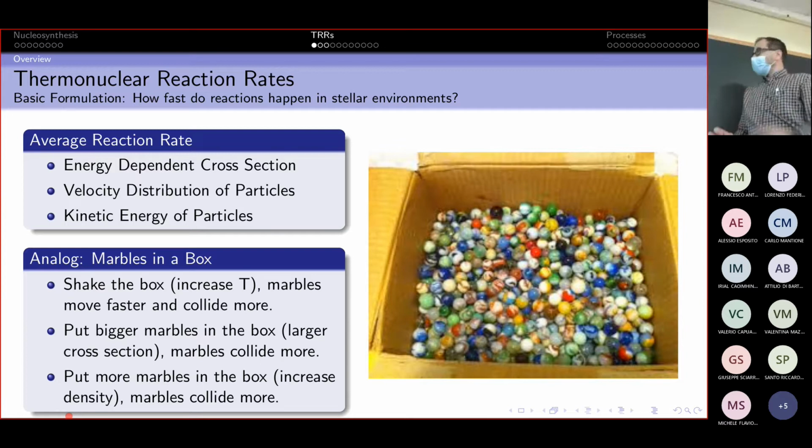Let's talk about how that works. First of all, the velocity of the marbles in the box, or the velocity of particles in a plasma. I heard someone mention it yesterday, in fact. How would we determine the velocity of particles in a plasma, or in a gas, even?